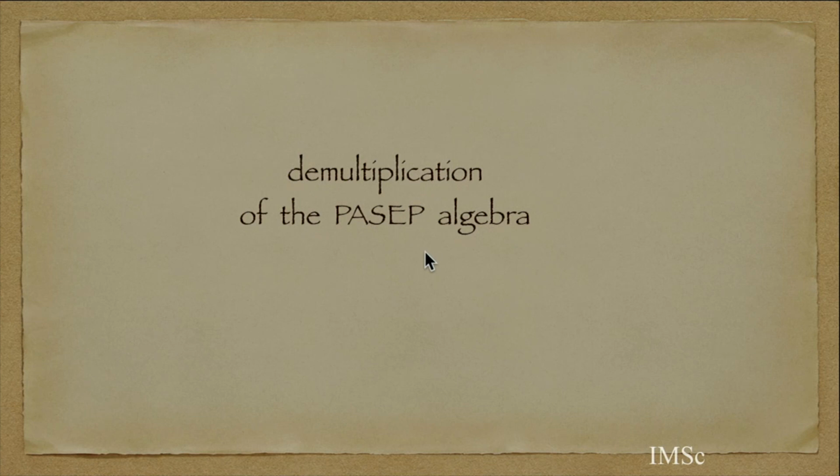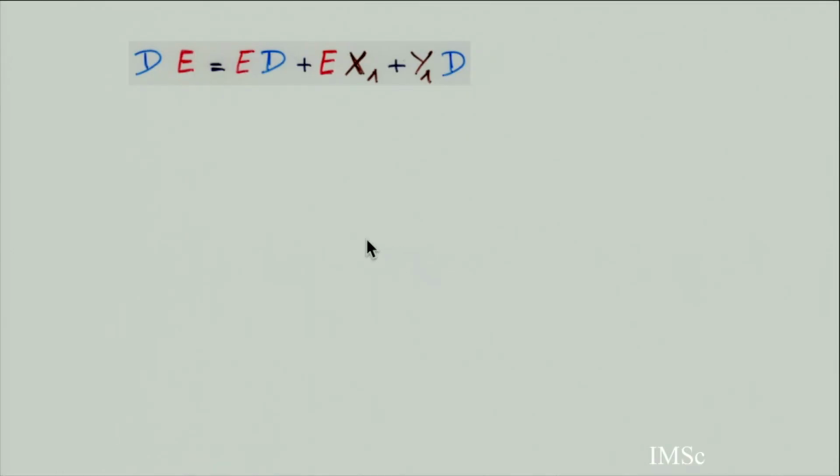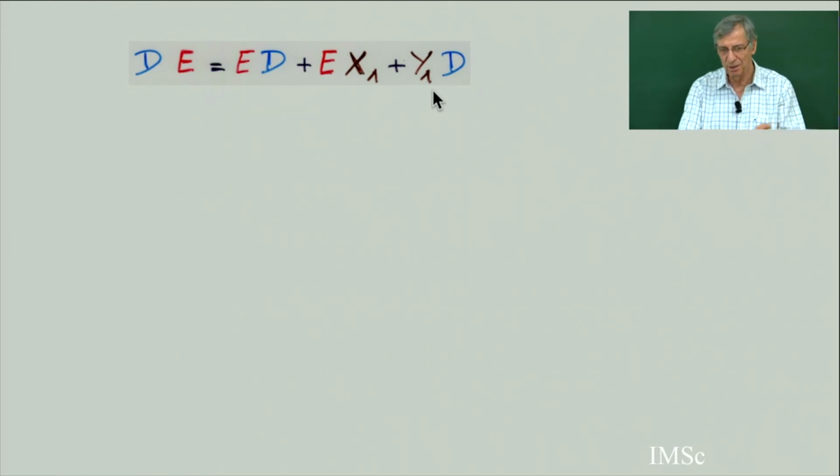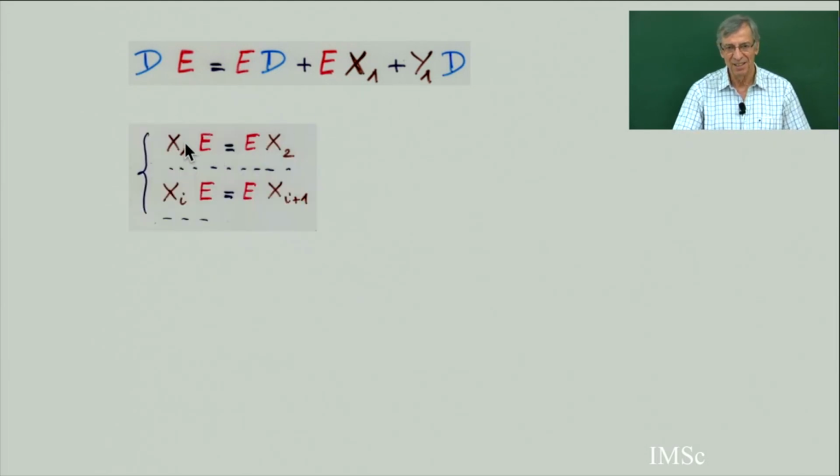So we are going to see another demultiplication, the third example, in the PASEP algebra. So PASEP algebra is this quadratic algebra, d equal ed plus ex plus yd. I put x and y for the convenience instead of vertical identity and horizontal identity. So I'm going to put an index so that I can multiply this equation, because xy equal ex. So ex appears twice in the homogeneous system.